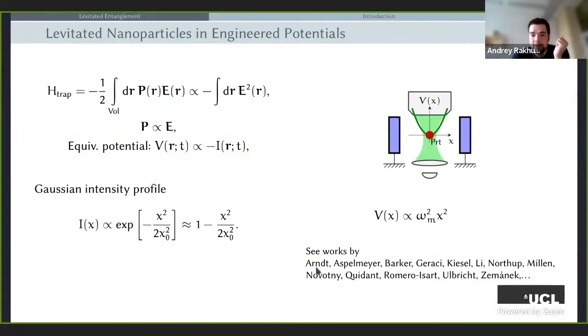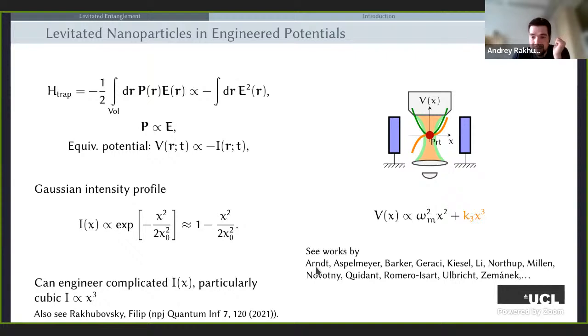So this talk focuses on levitated nanoparticles, which are beautiful systems in which the mechanical motion is defined by the spatial intensity of the trapping light. This basically means that by manipulating the trap, we can change the mechanical motion. So we can tune the frequency of mechanical oscillations.